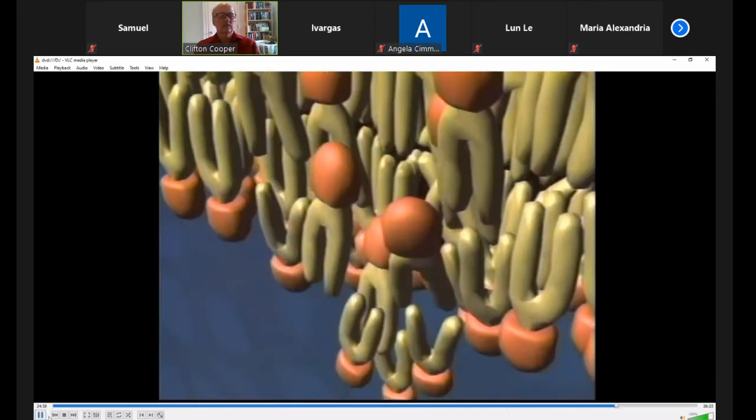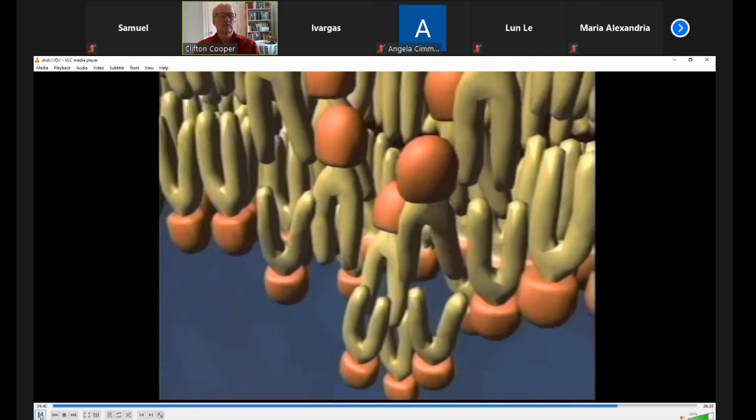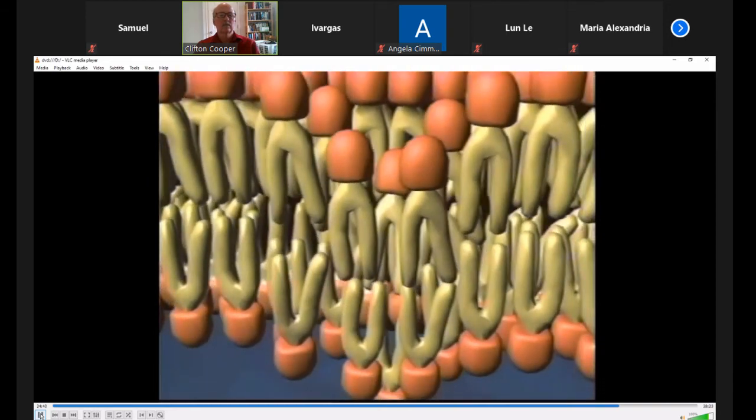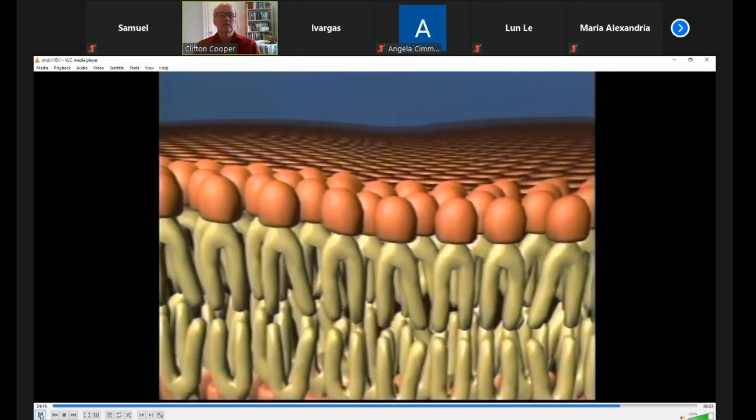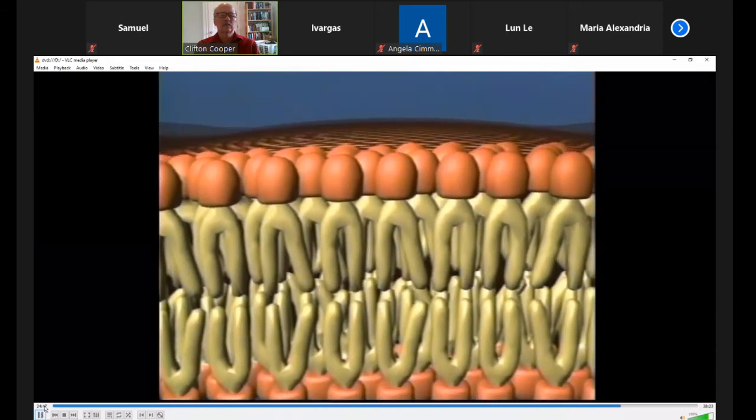For the cell membrane to function properly, the phospholipids must be fluid. In fact, the phospholipid molecules that make up the cell membrane are in constant motion.